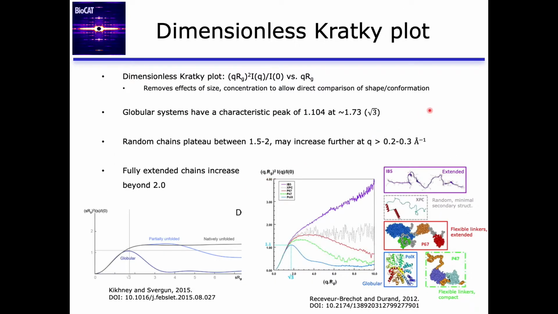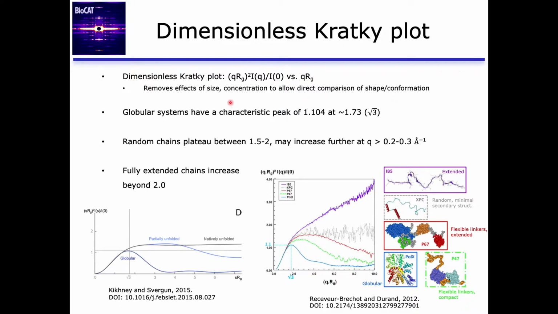We actually use the existence of the Porod region, where it decays like this, to our advantage in several ways. The first of these is with the dimensionless Kratky plot. A normal Kratky plot is q squared times I of q versus q. But this can be somewhat problematic because it's hard to compare between different sizes and concentrations of protein, for example. And so what we tend to do is put the scattering profiles on a dimensionless scale. This removes the effect of size and concentration and allows direct comparison of shape and conformation in the system.